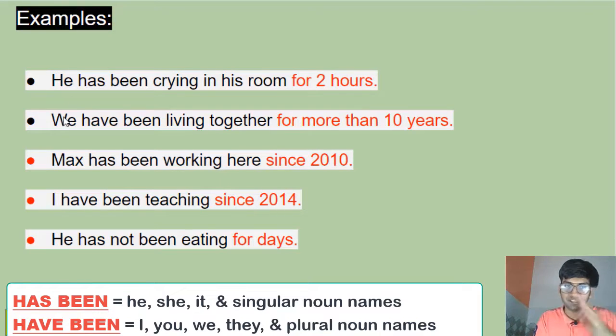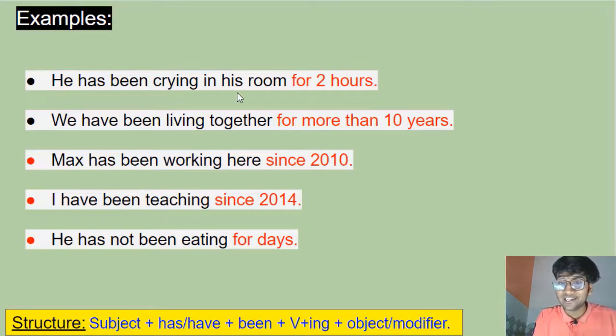Now let's look at the first example. He has been crying in his room for 2 hours, right? He is a singular subject, so with a singular subject we use has been, he has been. He has been crying in his room for 2 hours. This action has been going on for the last 2 hours. Guys, understand this. We're not just focusing on the continuity of the action, we're talking about how long this action has been going on for, happening for. And that is exactly why we're using present perfect continuous tense.